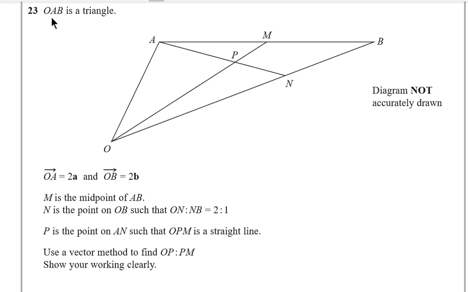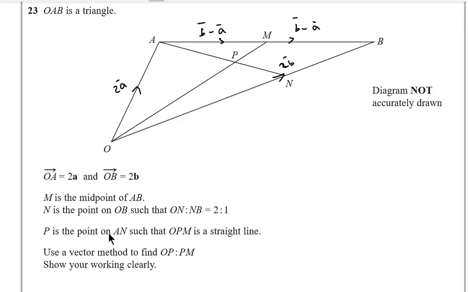Question 23. OAB is a triangle. OA vector is equal to 2a small vector, and OB vector is equal to 2b vector. M is the midpoint of AB, so this vector will be equal to this vector. We can now find AB, right? AB means minus 2a plus 2b, or 2b minus 2a, which means that this part only is b minus a vectors, and this is b minus a vectors, okay?